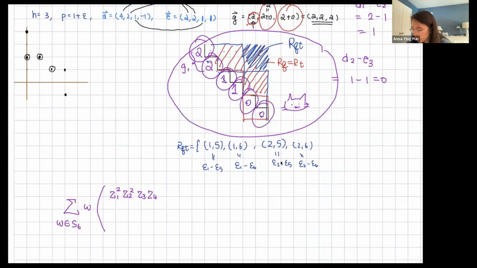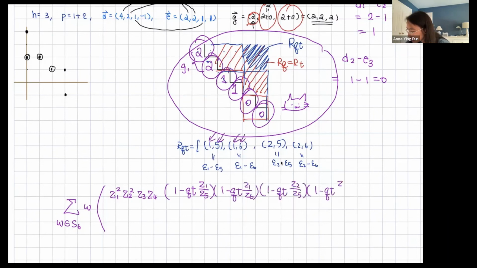And then now you have this 1 minus QT of what? So 1 minus QT C1 over C5, 1 minus QT C1 over C6. How do I get this number? It's these numbers, you see? And then 1 minus QT C2 over C5, 1 minus QT C2 over C6. Okay, so that's our numerator.